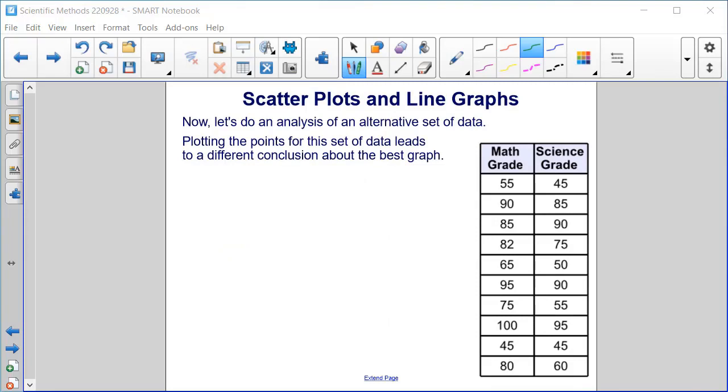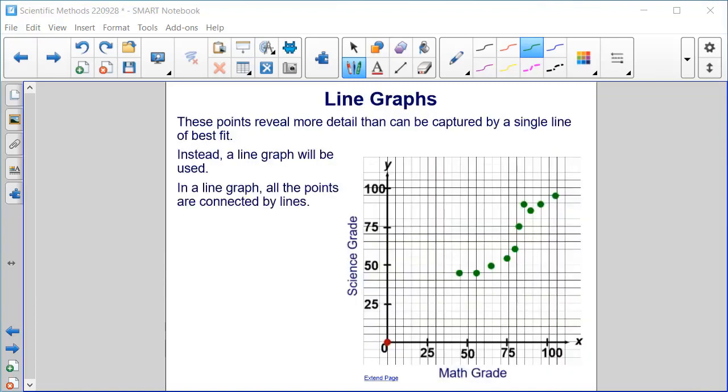Now, let's do an analysis of an alternative set of data. Plotting the points for this set of data leads to a different conclusion about the best graph. These points reveal more detail than can be captured by a single line of best fit. Instead, a line graph will be used. In a line graph, all the points are connected by lines.